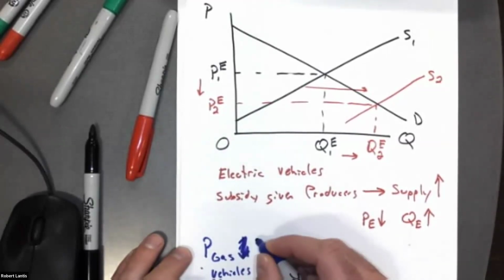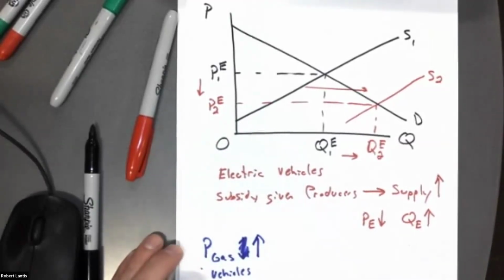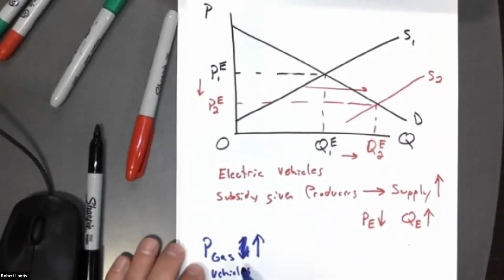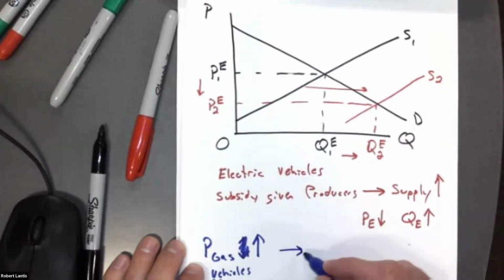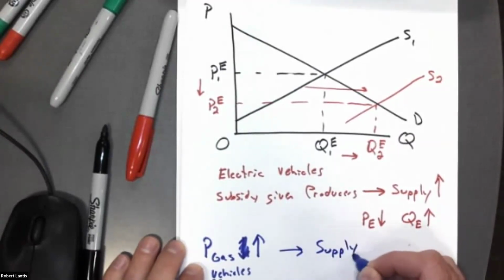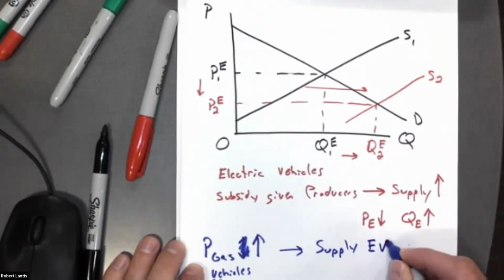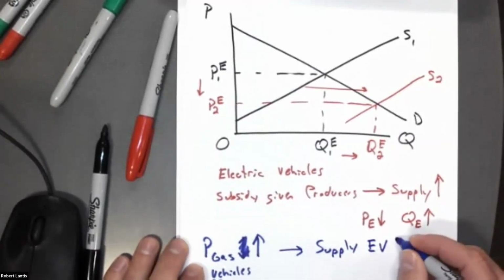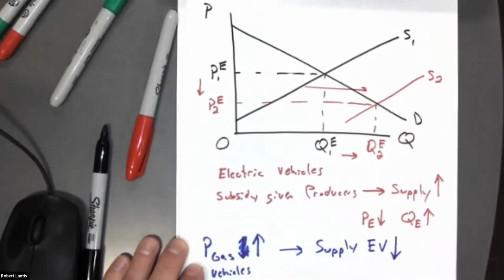We've got to do an opposite one. I want the price of gas-powered vehicles to go up. If the price of gas-powered vehicles goes up and I have my production process set up to produce either gas or electric vehicles, what am I more likely to want to sell? The thing that has a higher price. So what's going to happen to my supply of electric vehicles? It's actually going to go down, right?